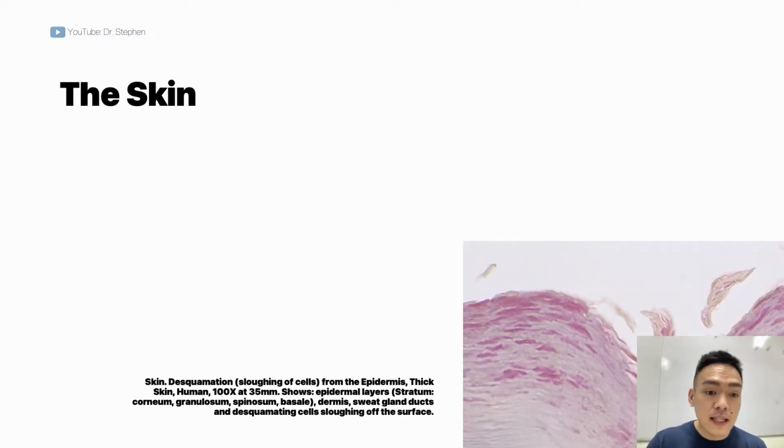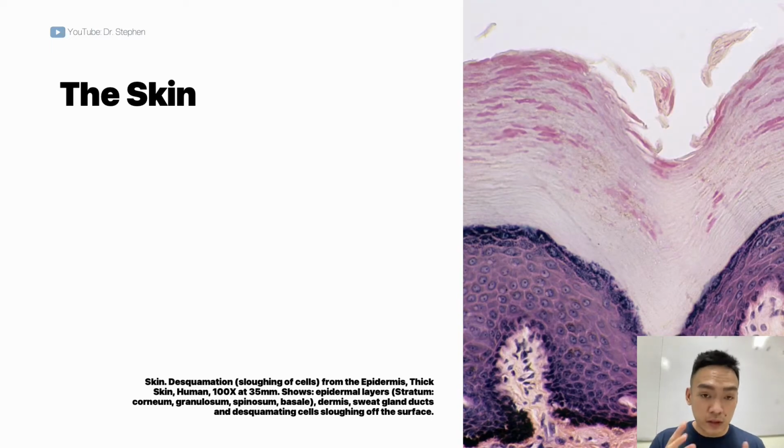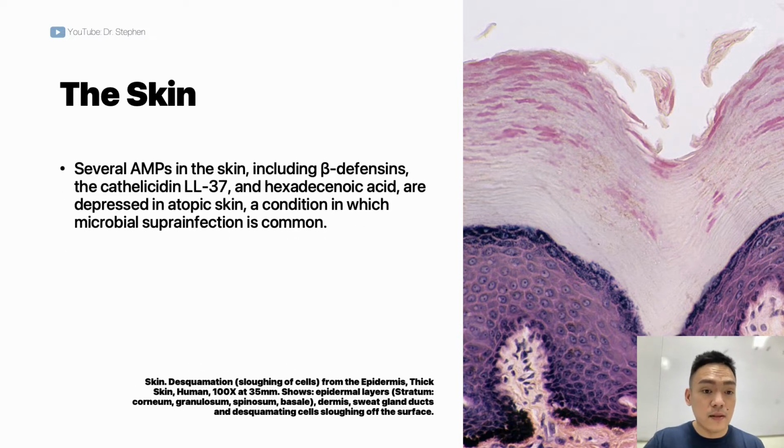This is a thick skin, human skin, of course, 100x at 35 millimeter. It shows you the epidermal layers, the stratum corneum, granulosum, and the spinosum, and at the base will be the basale, the dermis, the sweat gland ducts, and the desquamating cells on this portion that are sloughing off the surface.